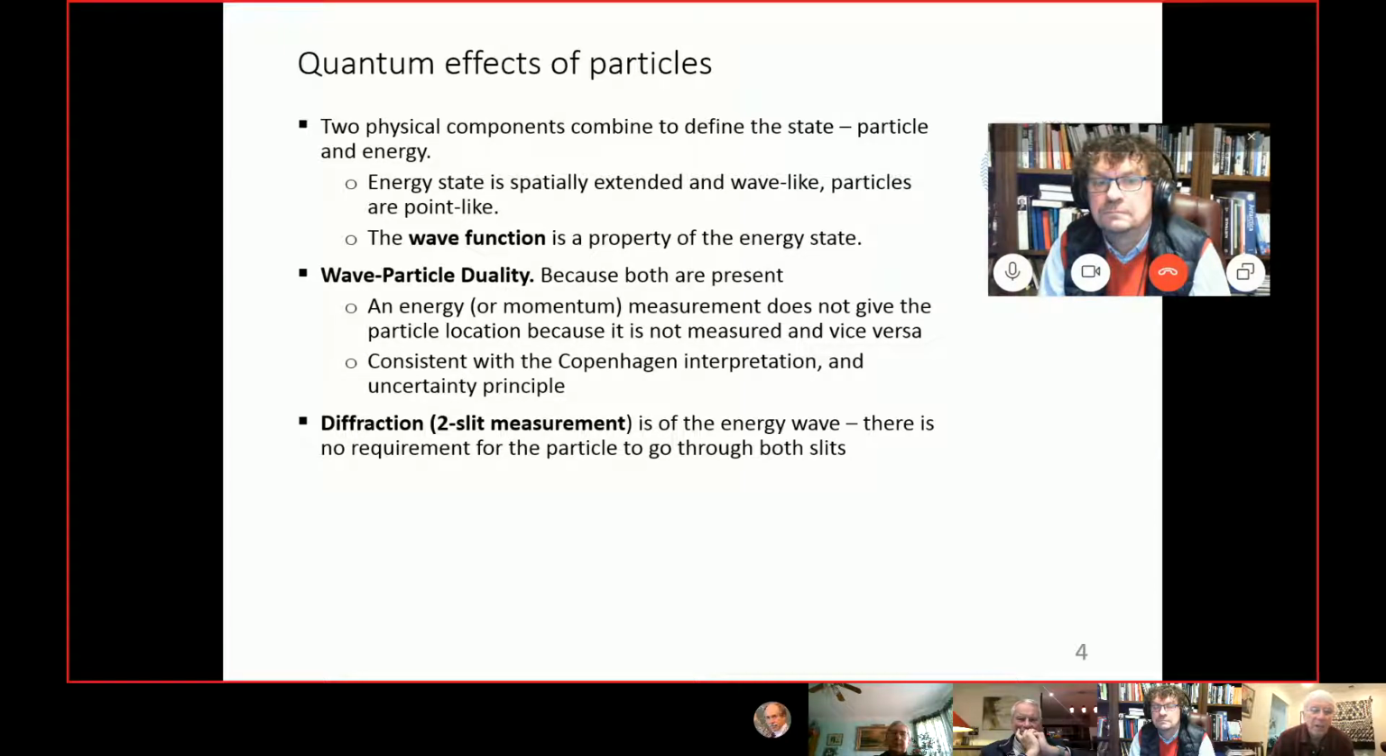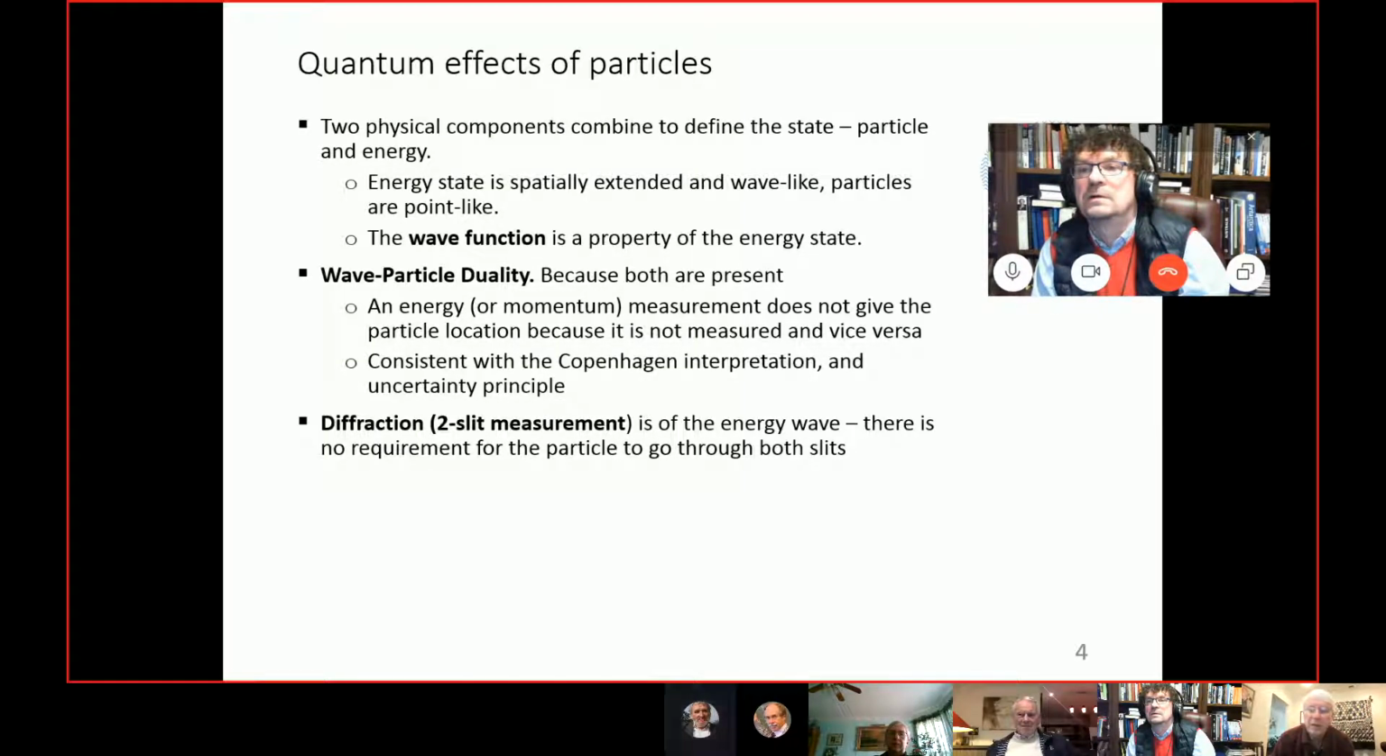So I know that there's been a lot of discussion of the two-slit measurement, and if the wave function simply represents the electron, then since the wave function has to go through both slits for the result to happen, one ends up with the conclusion that the electron has to go through both slits, not just one or the other, and that's a problem. So this scheme of having these two properties together gets over that, because it's the energy that goes through both slits. The particle doesn't have to.